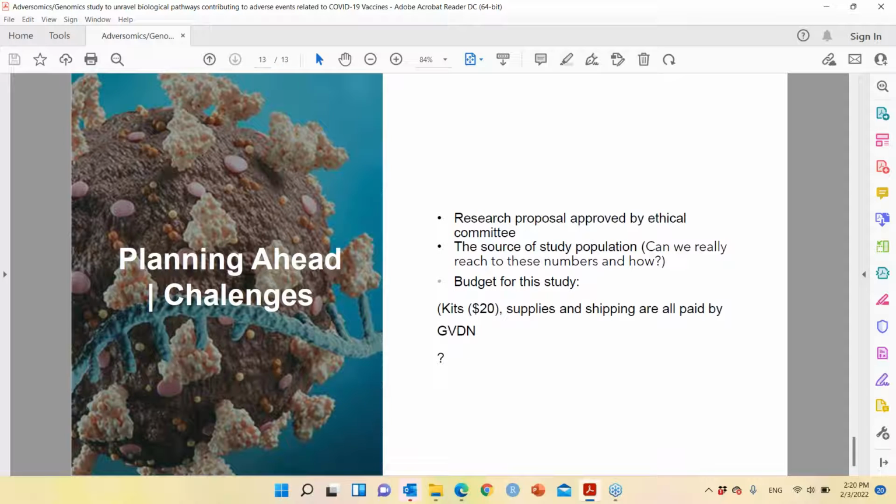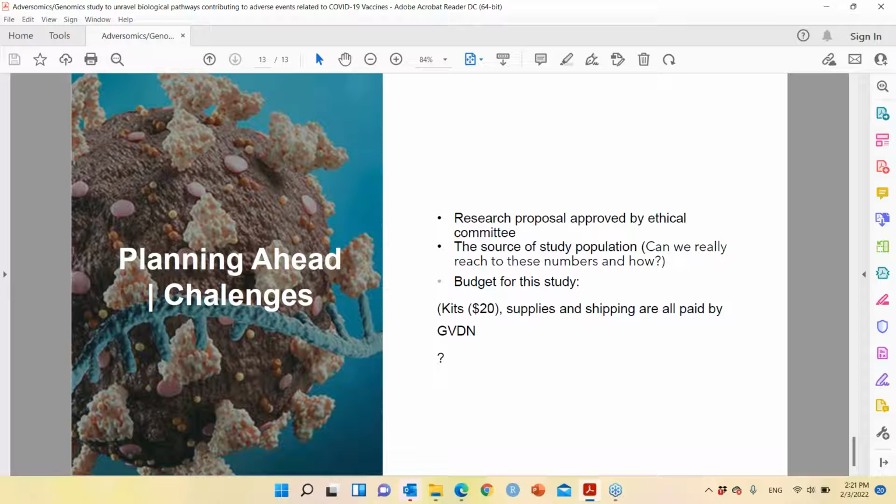So the last part of my presentation is to start a discussion with you on how to get you involved in these interesting studies and what the plan ahead is for this research. What we want to get started is approval from the ethical committee for our research proposal, which will be done locally. The source of the study population is a matter of discussion actually. Can we really reach these numbers that I just mentioned, and how are we going to do this? What are the sources of cases and what would be the source of controls for this study? And the final thing, which is very important, is the budget for this study.